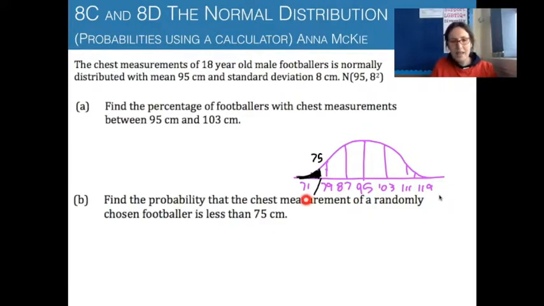Now here's the problem. Does that lie exactly on one of these standard deviations? No, it doesn't. So this is where you have to use your calculator. Let's write a probability statement though. The probability that X, a randomly chosen footballer, is less than 75. Do we put equal to? In this case, you don't need to, but we're still going to use 75 as our upper bound.